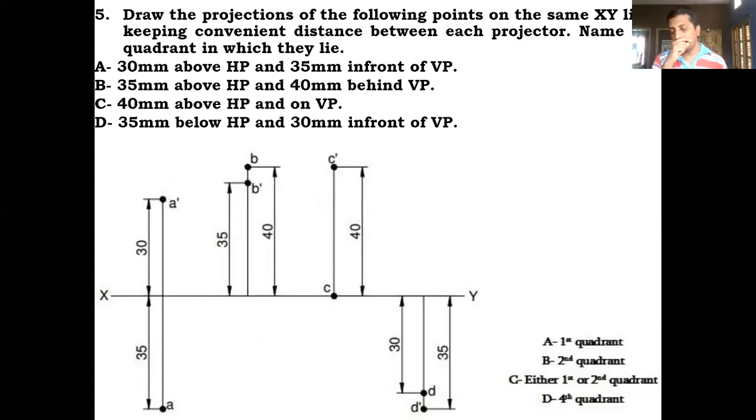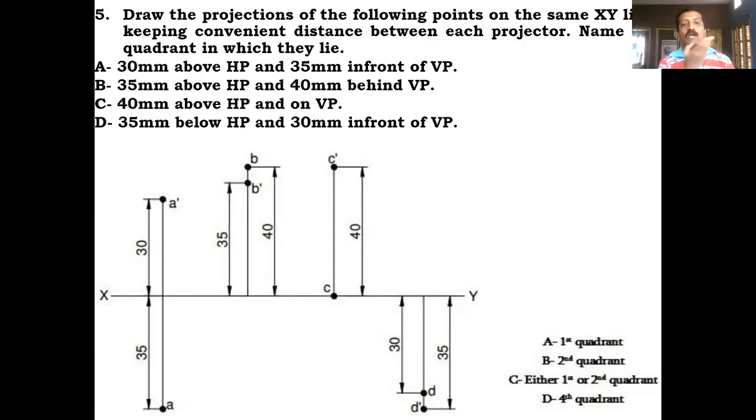So here he has given 4 points: point A, point B, point C, and point D. 4 different points were given, and the distance with respect to HP and VP for all the points he has given. We need to draw the projection of all the 4 points, that is A, B, C, and D, on the same XY line by keeping a convenient distance from one point to another. That is what he has asked.